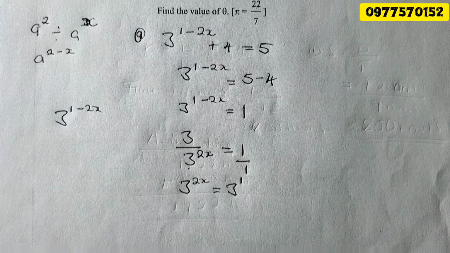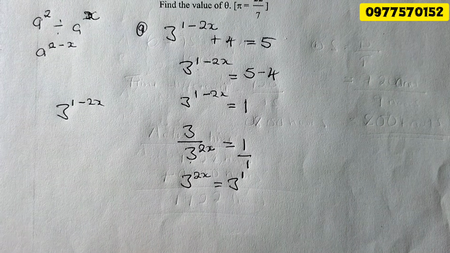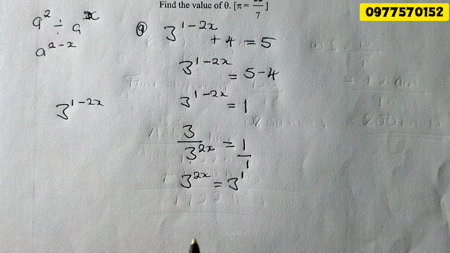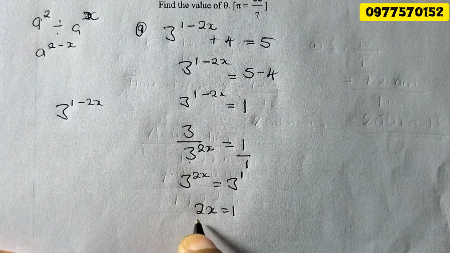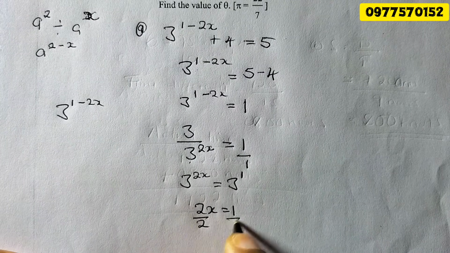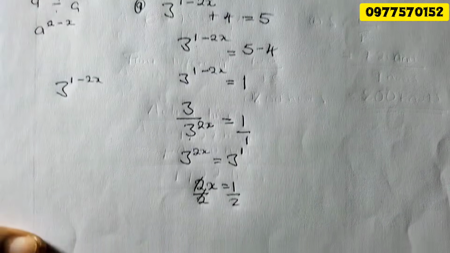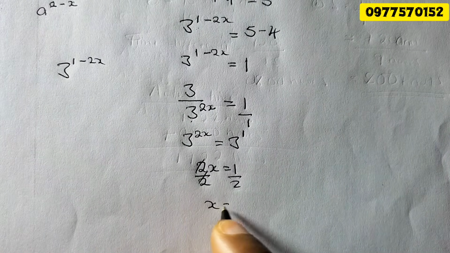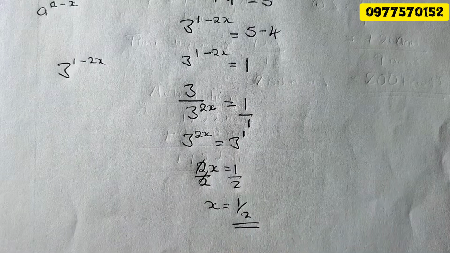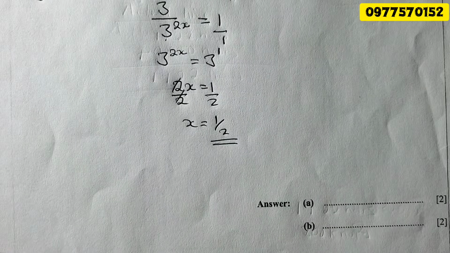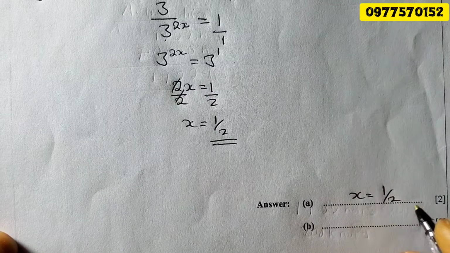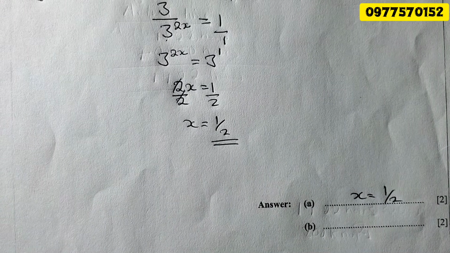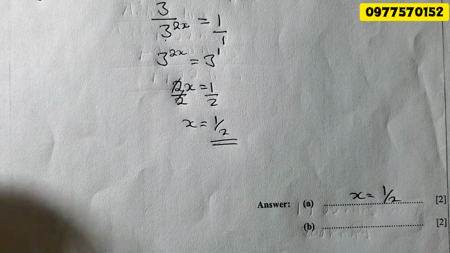Okay? Now the bases are the same, so you can equate the powers. 2x is equals to 1. Then divide by 2, then x is equals to half, 1 over 2. Therefore, on the answer space here, you can write x is equals to 1 over 2. Simple, right? Very good, very good, very good.